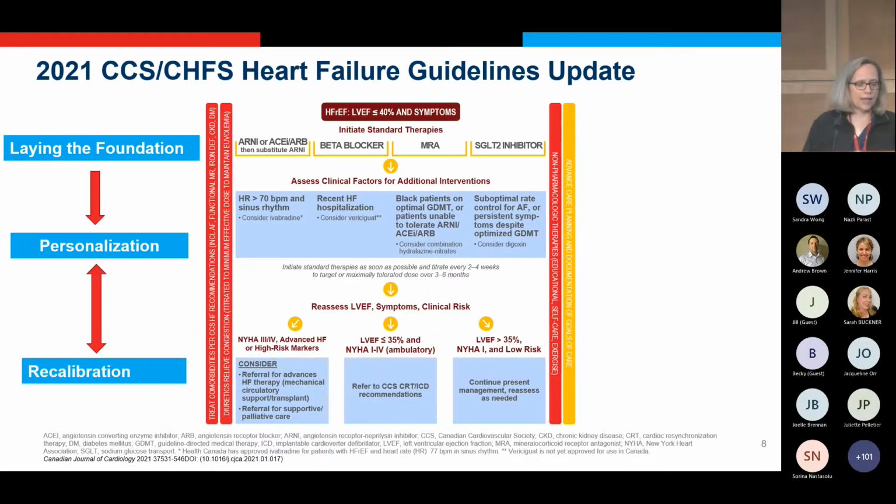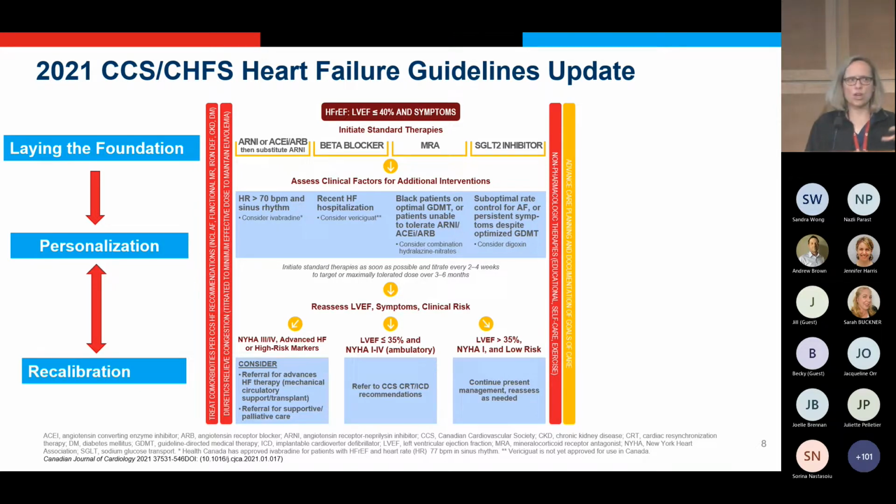And so you've probably seen, if you're involved in heart failure care, the new guidelines that were put out at the end of this past year that really emphasize for all HFrEF patients, they should be on 4 medications to treat heart failure. And we call those the foundational therapies.